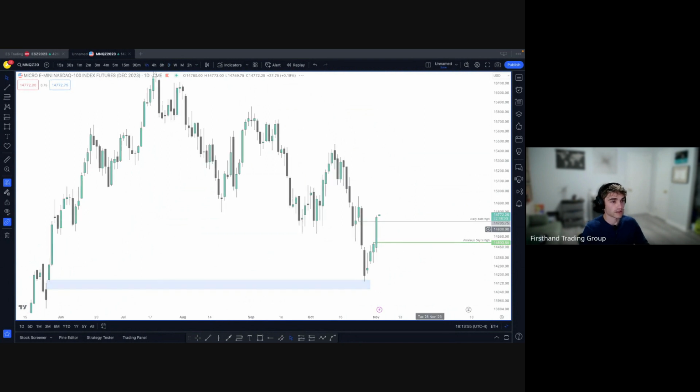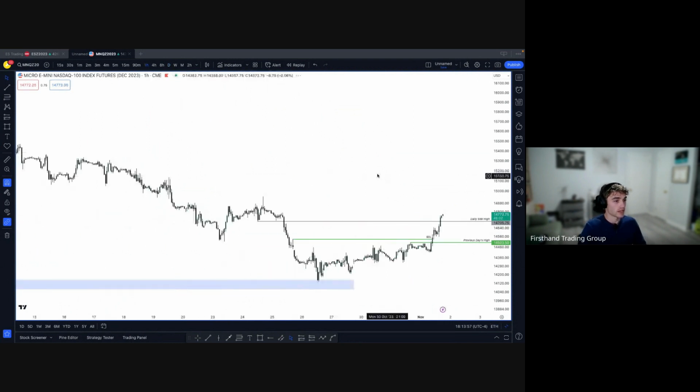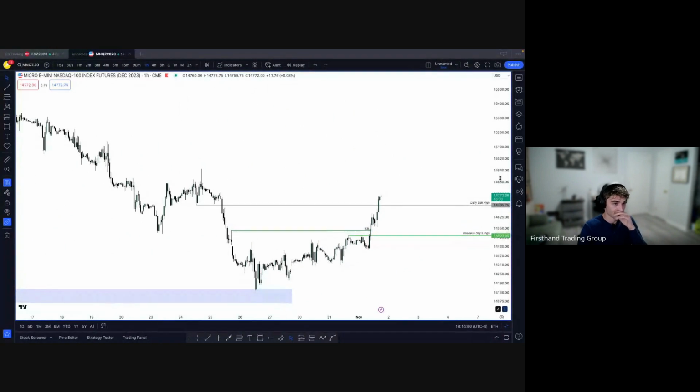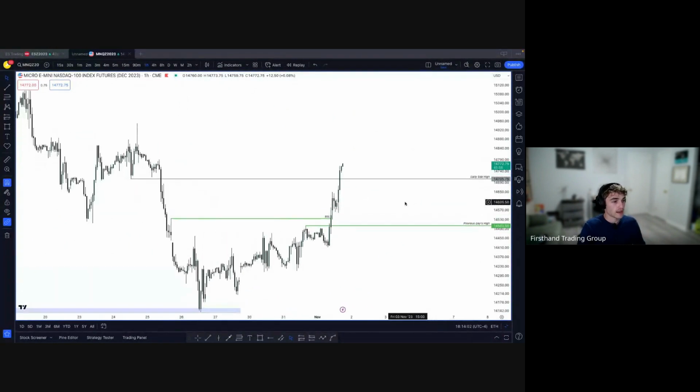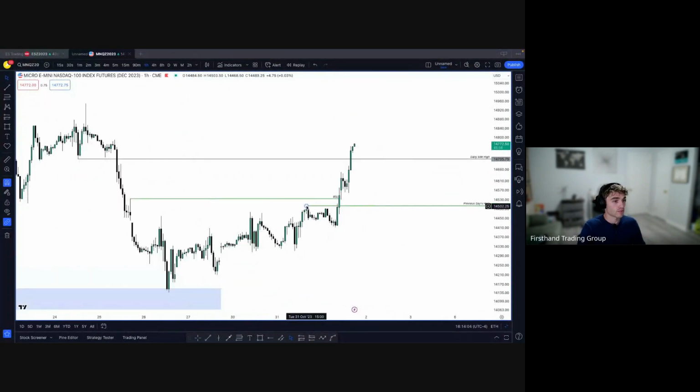All right, now I'm going to jump down into a 1 hour chart. Everything will be transposed over here. So just marking out a couple other levels, right? Here is the previous day's high that I was expecting price to trade through.